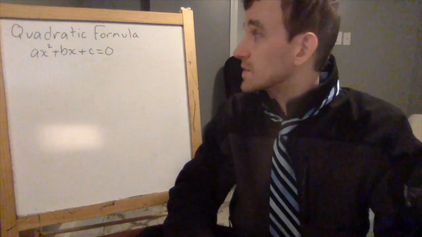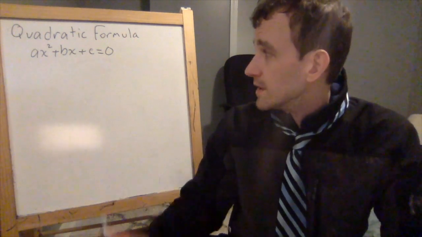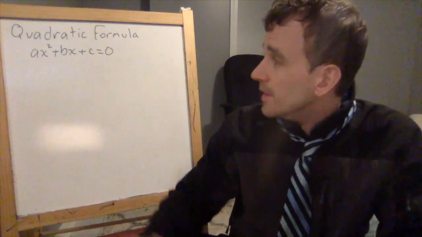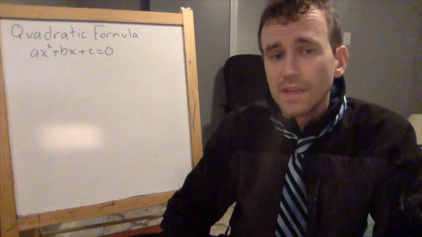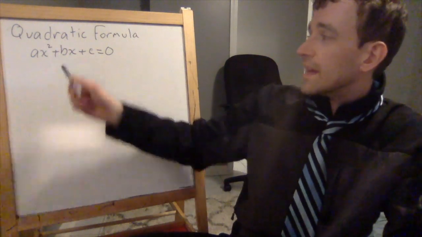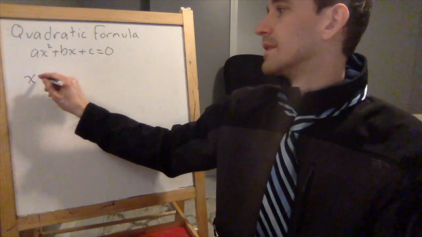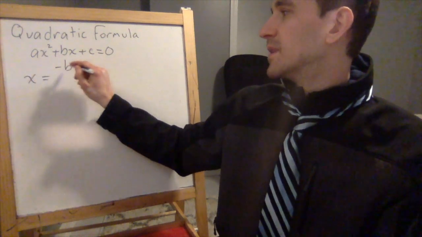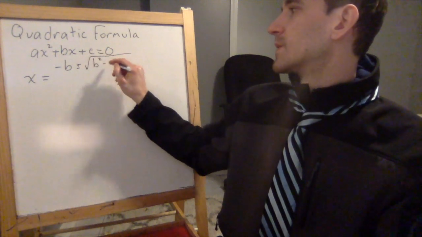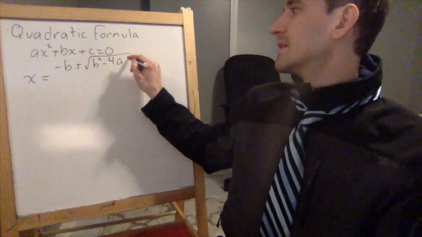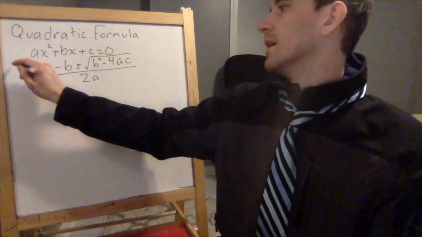Along with completing the square, another method that we can use for solving any quadratic is the quadratic formula. If you have a quadratic like this, ax squared plus bx plus c, and you complete the square, leaving a, b, and c in there, you get the following answer. You get that x equals negative b plus or minus the square root of b squared minus 4ac, over 2a.